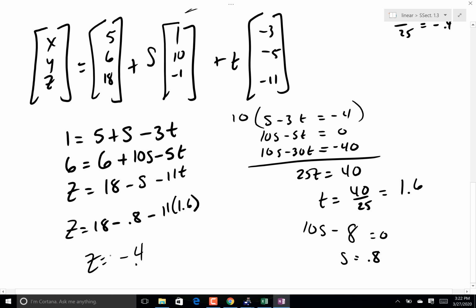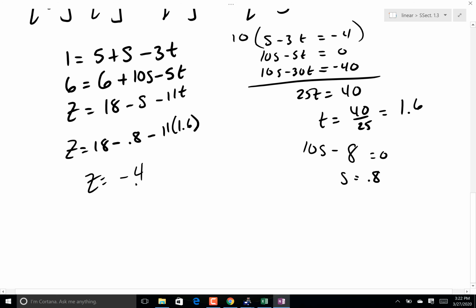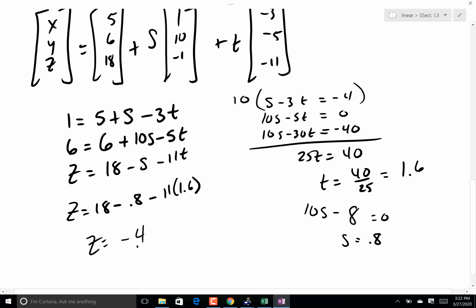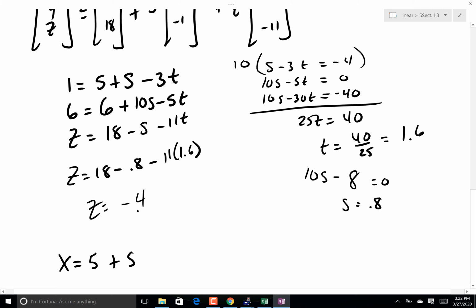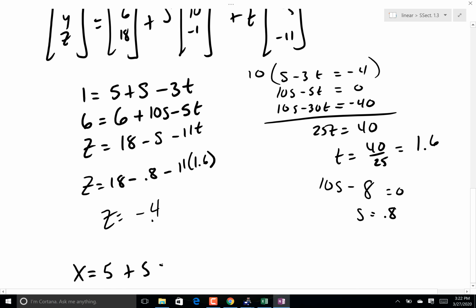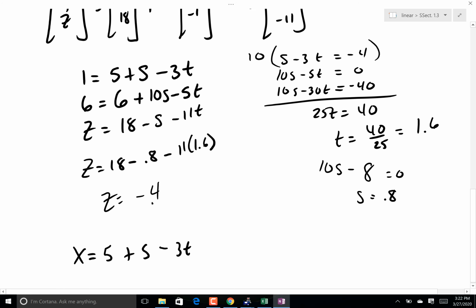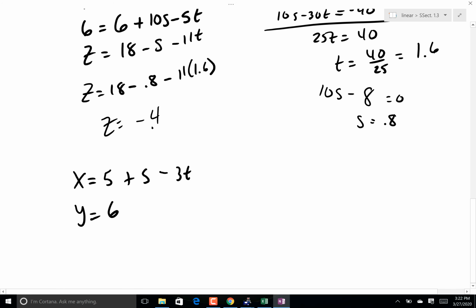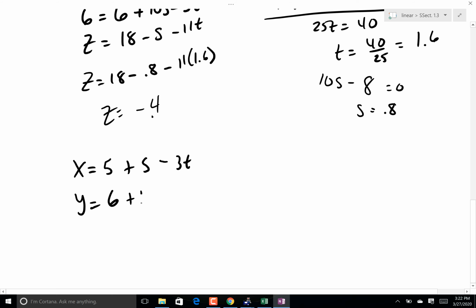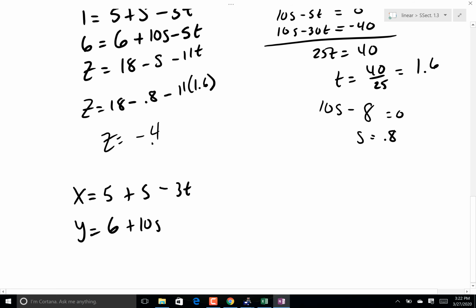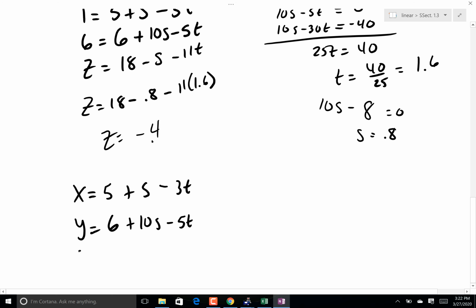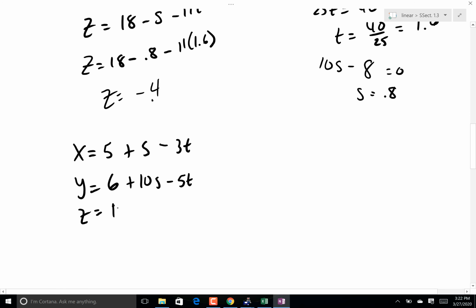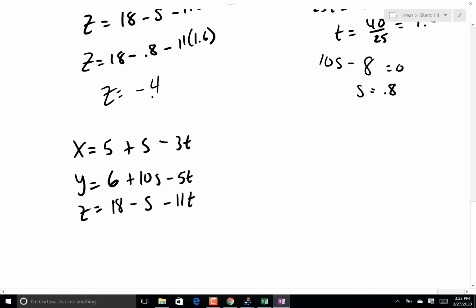Yay, we did it, friends. Again, it's a little trickier way of doing it. I don't really care for it, but you do you. x equals 5 plus s minus 3t. This is, of course, the parametric mode. y equals 6 plus 10s minus 5t. z equals 18 minus s minus 11t. Beautiful. That's the parametric version of it. And so that's the game.